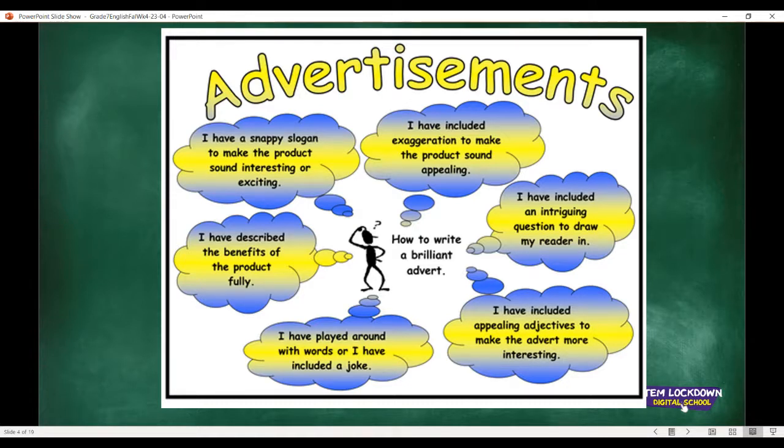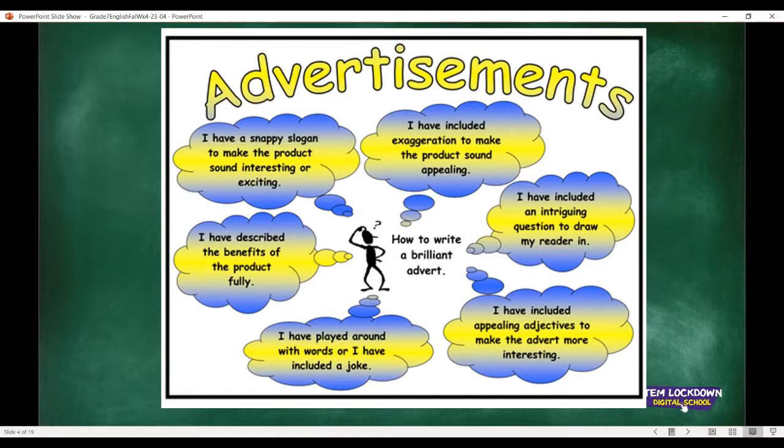Okay, the next one, bubble there, says, I have played around with words or I have included a joke. So it's to make a joke of something or a pun or something to get someone's attention. Remember with the pizza, does your pizza have pizzazz? You remember that advert we did yesterday? Okay, so that's kind of like a play on words. And you can have a little bit of humor in there, you know, and just make someone laugh as you would a friend if you're trying to make a friend laugh. So you want that in your advert because people love to laugh. People need to laugh. So if you have a bit of humor in your advert, they're definitely going to be drawn towards it.